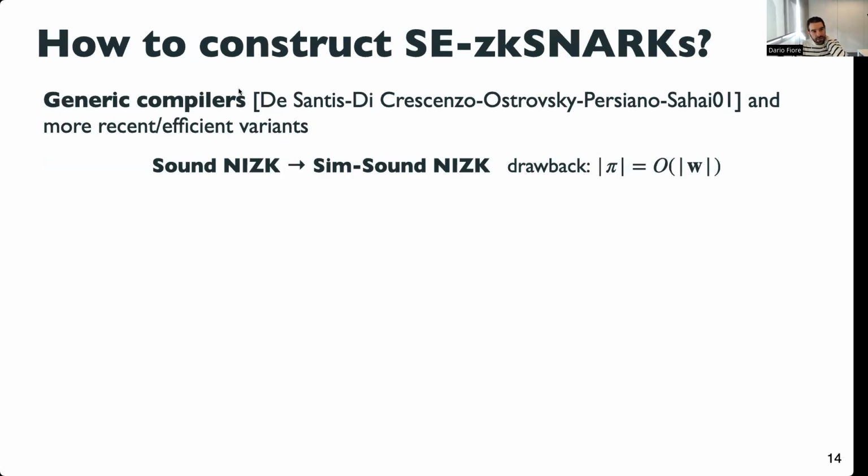Let me now go to the question of how we construct simulation extractable zkSNARKs. On the good side, I have to mention that there are generic ways to go from just a NIZK to a simulation sound NIZK. This was proposed in the early days, when the notion was introduced by De Santis, De Crescenzo, Ostrovsky, Persiano, and Sahai in 2001, where they gave a compiler. The drawback of this compiler and some more recent and efficient variants is that it still blows up the proof size. This is not a problem for NIZKs, but it is for SNARKs, because you go from a scheme where proofs are, let's say, logarithmic in the length of the witness to something that is linear, which is usually what you don't want.